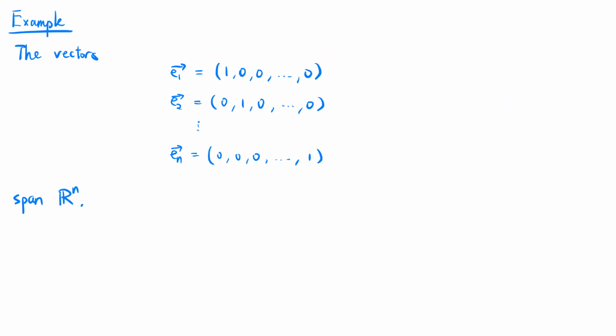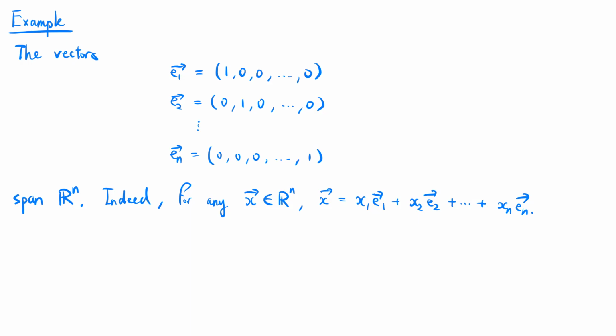For example, the vectors e1, e2 up to en, where each ei has 1 in the ith position and 0 elsewhere, they span Rn. Indeed, for any x in Rn, x equals x1 times e1 plus x2 times e2 up to xn times en.